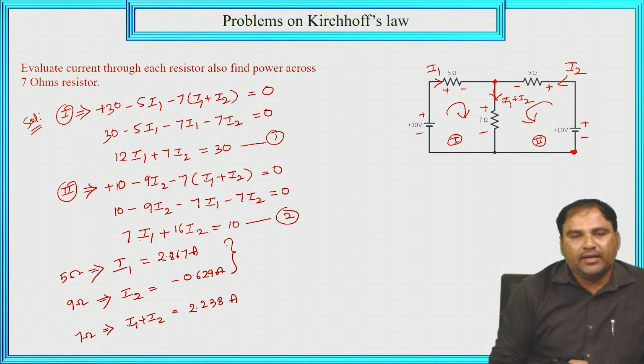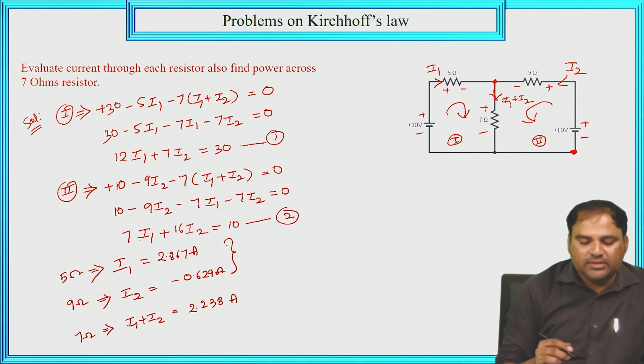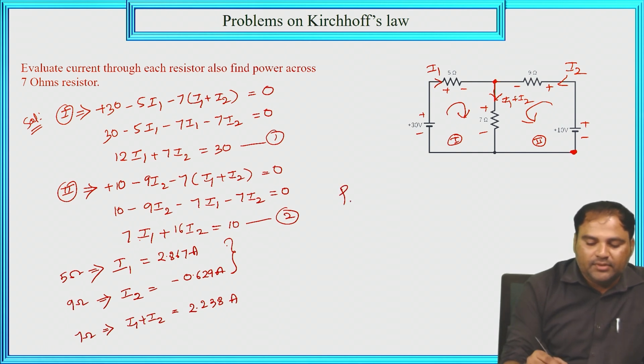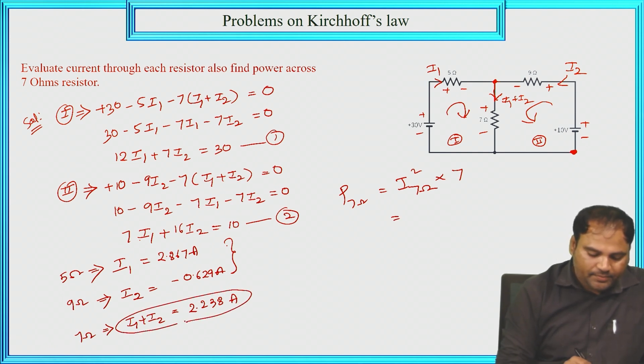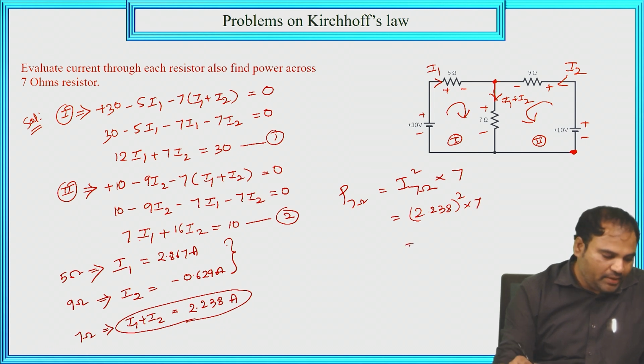Now we can also find out the power through the 7 ohm resistor. Power through 7 ohm is I 7 ohm square into R. R is 7. What is the current through 7 ohm? Means this one, 2.238 whole square into 7. Now by solving this equation, we will get 35.06 watts.